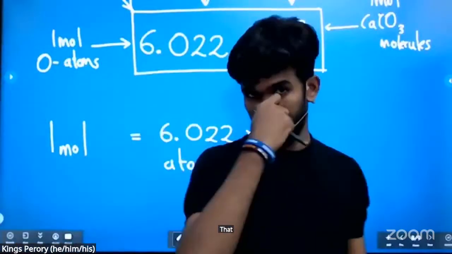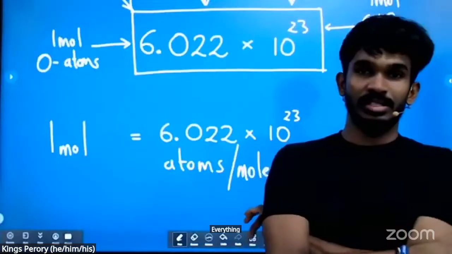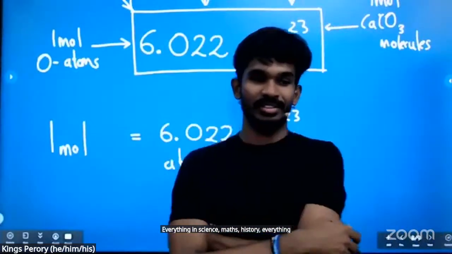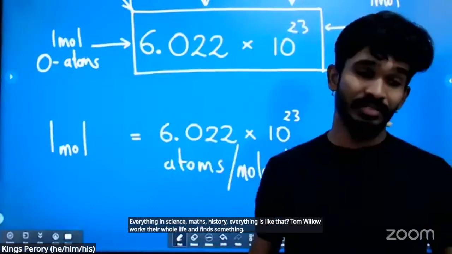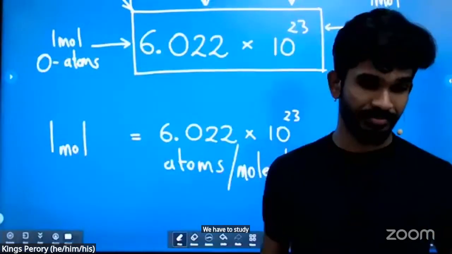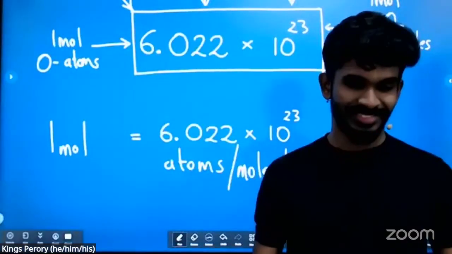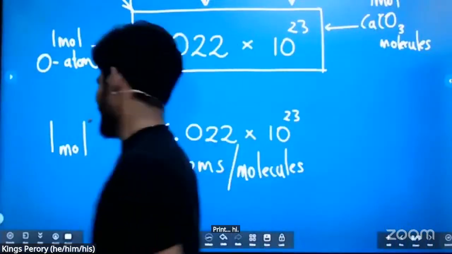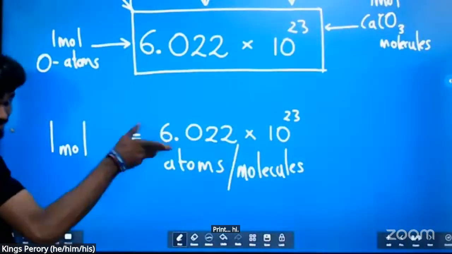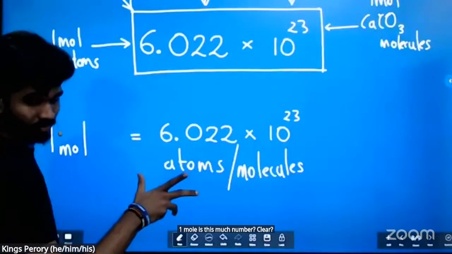He found. That fellow found. Now we are suffering. That's the logic there. Everything in science, maths, history, everything is like that. Some fellow works their whole life and finds something. We have to study it throughout our life. Right. Now this part clear? 1 mole is this much number. Clear? Yes?